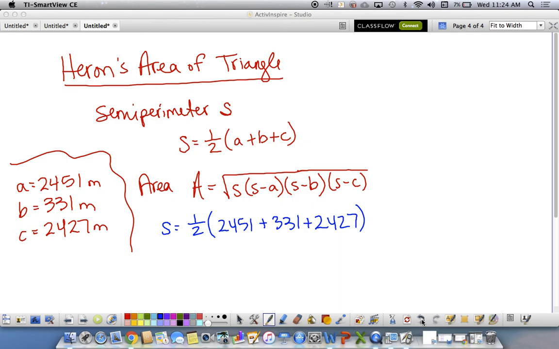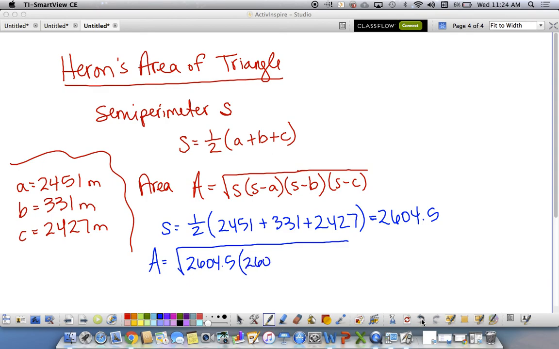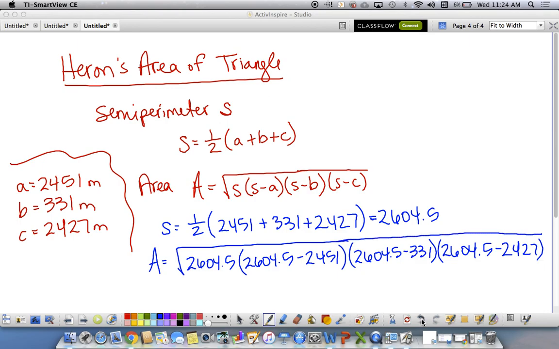It's 5209, so S equals 2604.5. Okay, so that's my S. And then to find the area, we would take the square root of 2604.5 times (2604.5 minus 2451) times (2604.5 minus 331) times (2604.5 minus 2427). It's just a tedious equation.